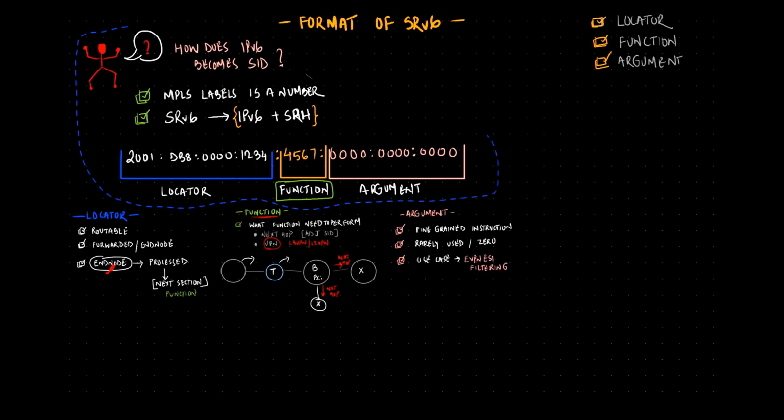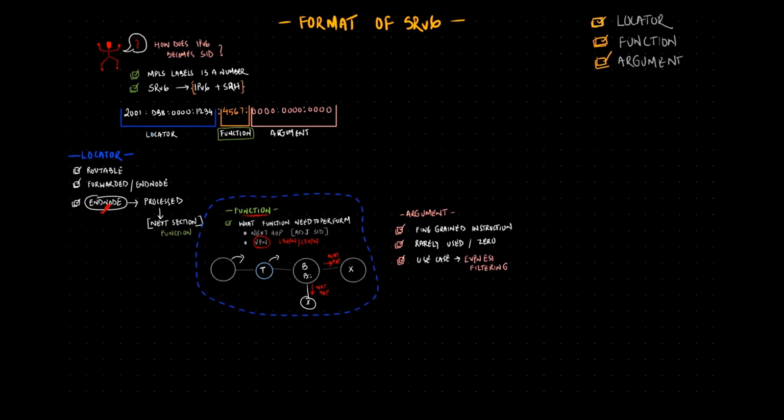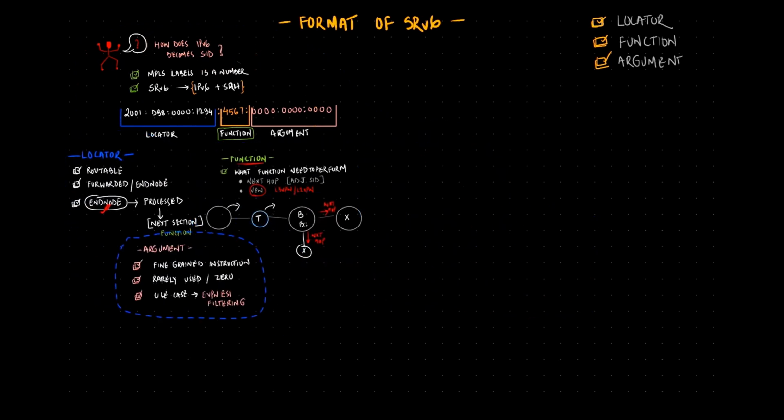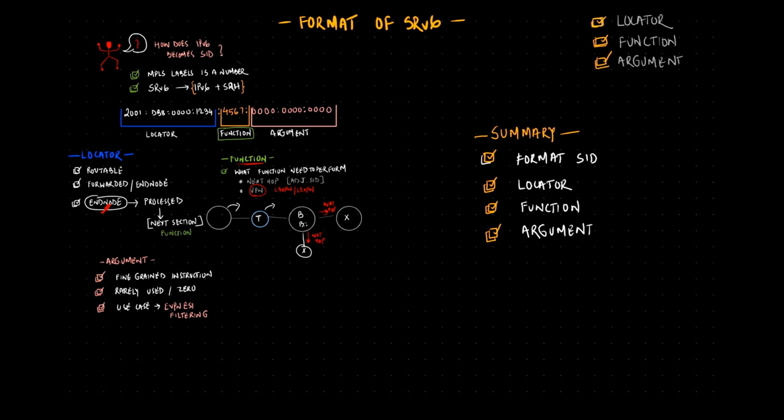So what we discussed so far is the locator, the argument, and the functions. An SRv6 address, a 128-bit address, is divided into three parts, and those three parts create the information. The first part is the locator, which is the routable part to reach the device. Once we reach that device, what kind of function to perform is told by the function and argument, which give us fine-grained information.